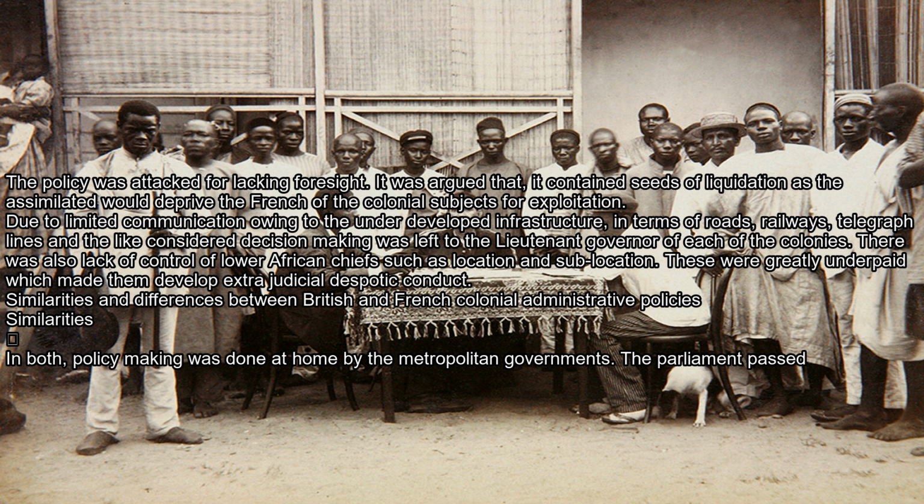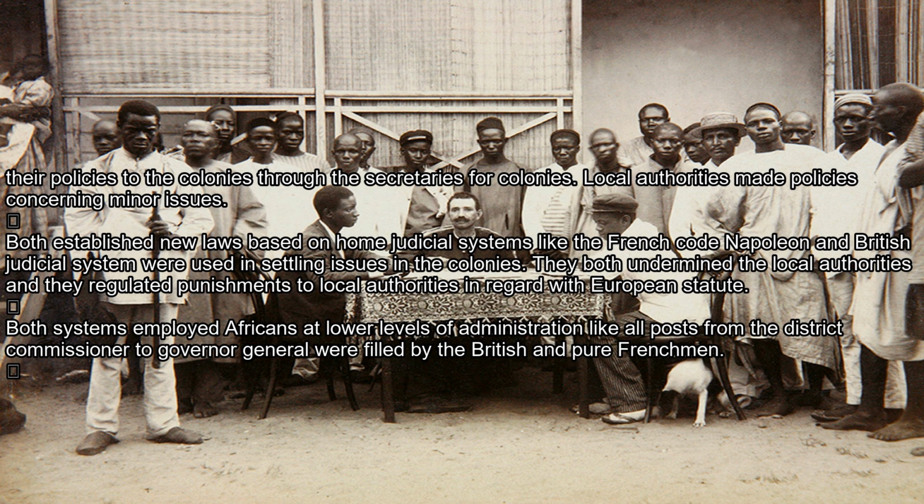Similarities and differences between British and French colonial administrative policies. Similarities. In both, policy-making was done at home by the metropolitan governments. Parliament passed their policies to the colonies through the secretaries for colonies. Local authorities made policies concerning minor issues.